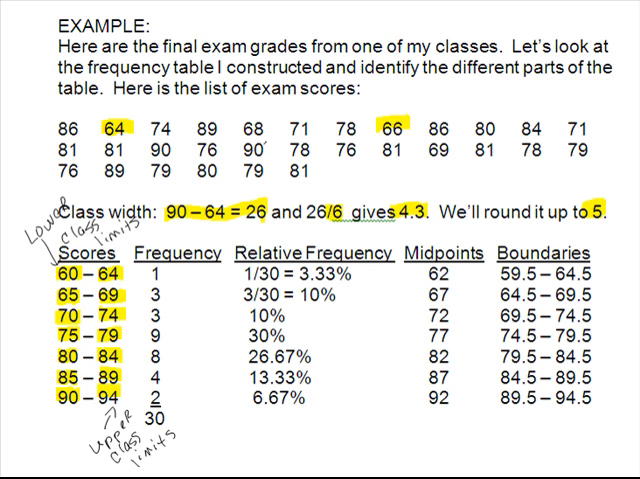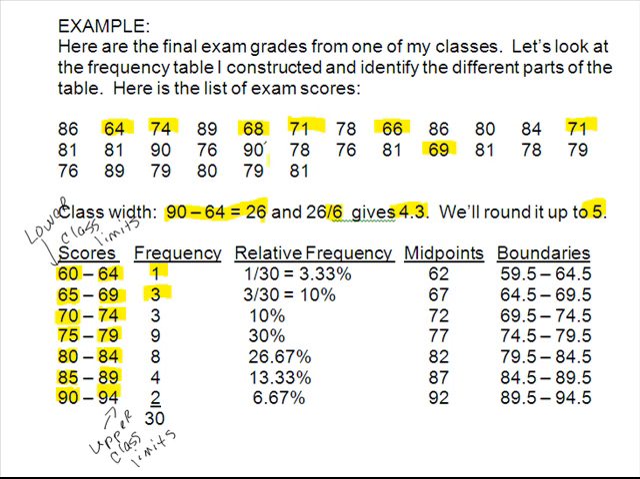From 65 to 69, okay, now I want that one. 1, 2, 3. Okay, so I have 3. And 70 to 74, 1, 2, 3. And that's it, so I have 3 of those. And so forth. That's the way I constructed the table.